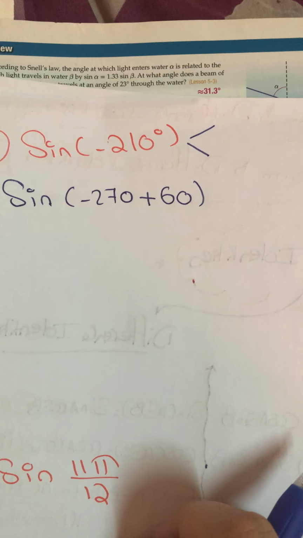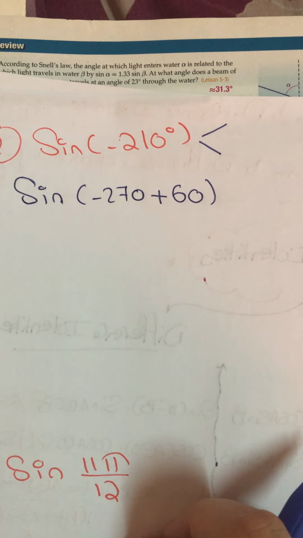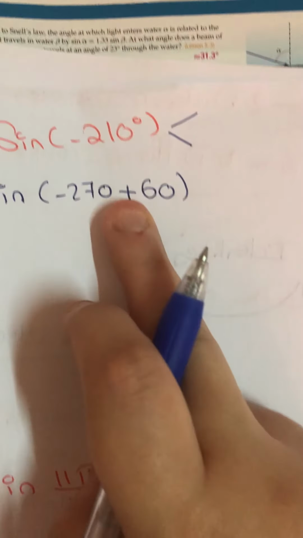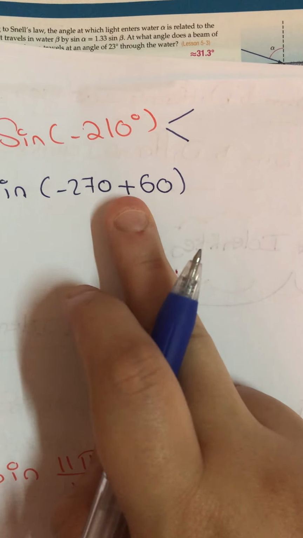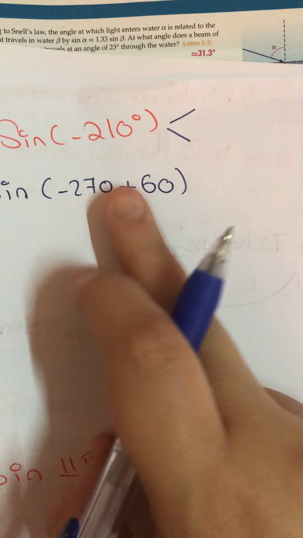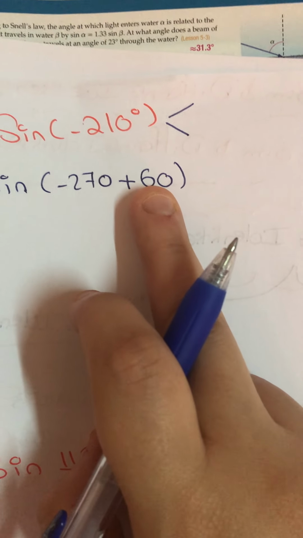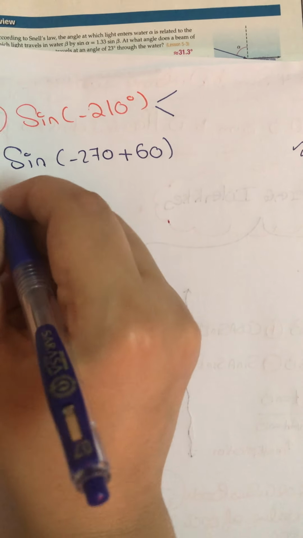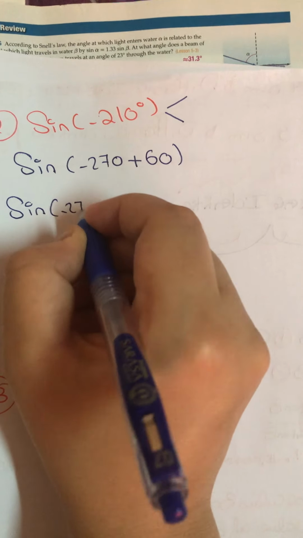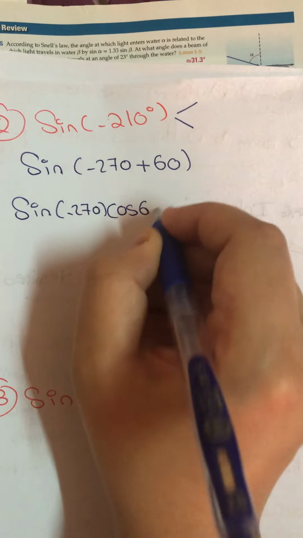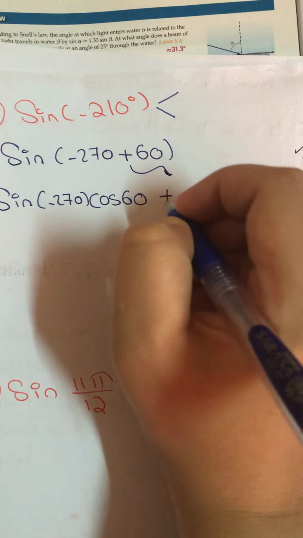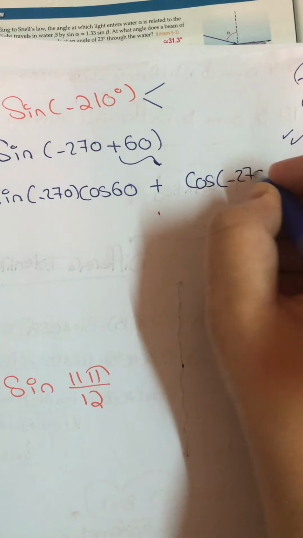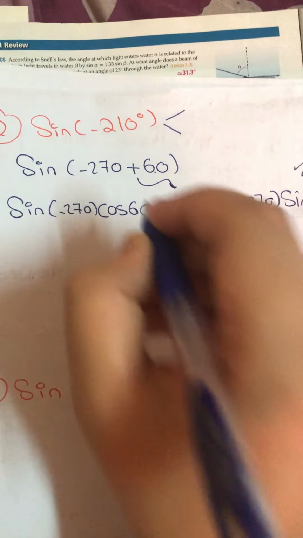Okay? So, the rule for the sine, we said it is sine, cosine, sine, and the same sign. Here the sign is plus. And if it was minus, I was going to change it to plus. The minus will not belong to the 60. The 60 will remain as 60. So, here we use sine negative 270, cosine 60, and here is the same sign, and then cosine A, which is negative 270, times sine B, which is 60.